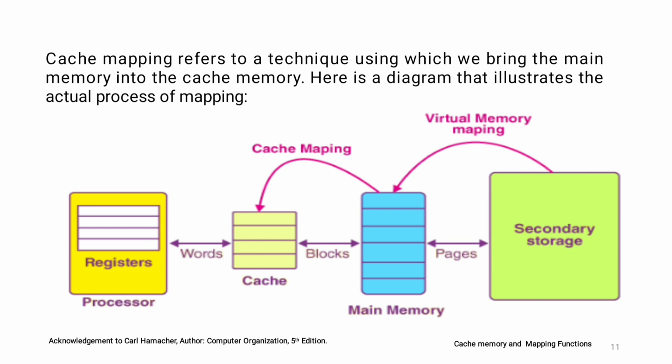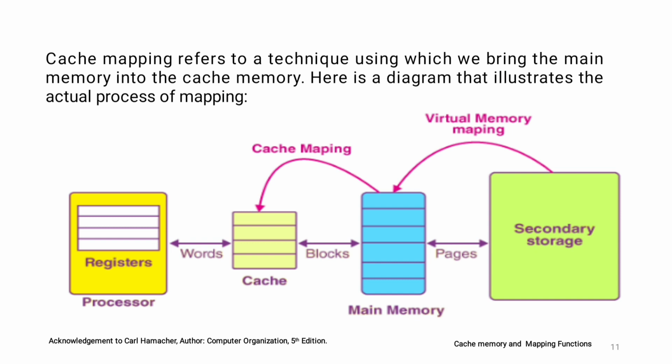So in the secondary storage device we have stored the program and data. In terms of pages, it is loaded from the secondary storage device to main memory, which is called virtual memory mapping. From main memory to cache, it is loaded in terms of blocks. From cache to registers, it is copied in terms of words.